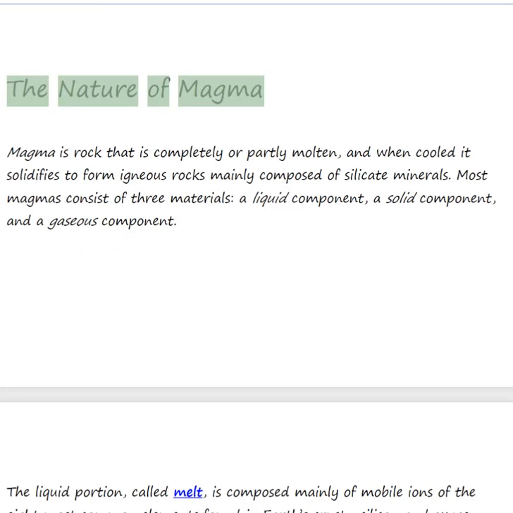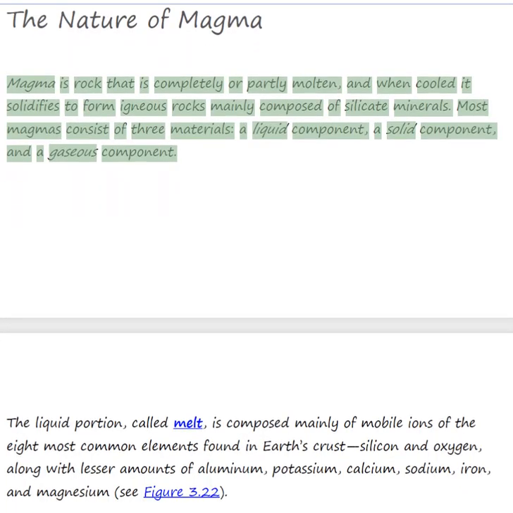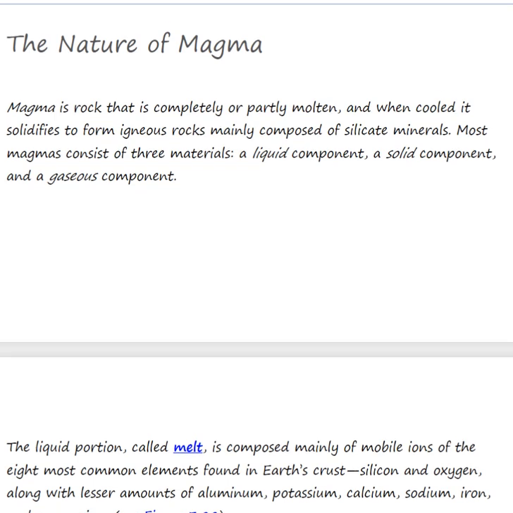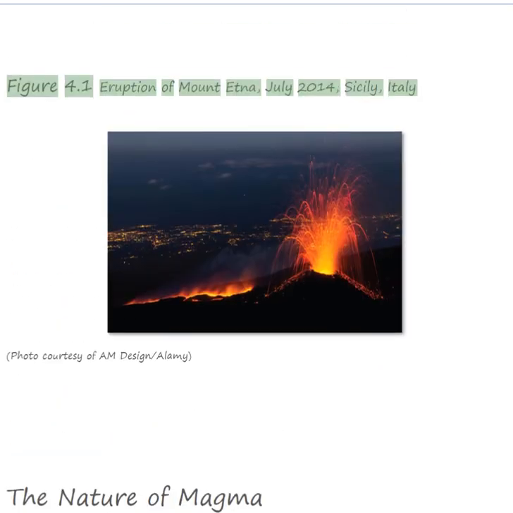The nature of magma. Magma is rock that is completely or partly molten, and when cooled it solidifies to form igneous rocks mainly composed of silicate minerals. Most magmas consist of three materials: a liquid component, a solid component, and a gaseous component. Figure 4.1 Eruption of Mount Etna, July 2014, Sicily, Italy.